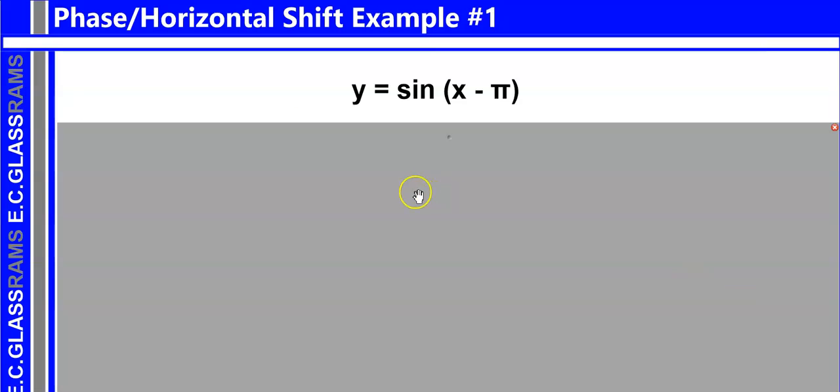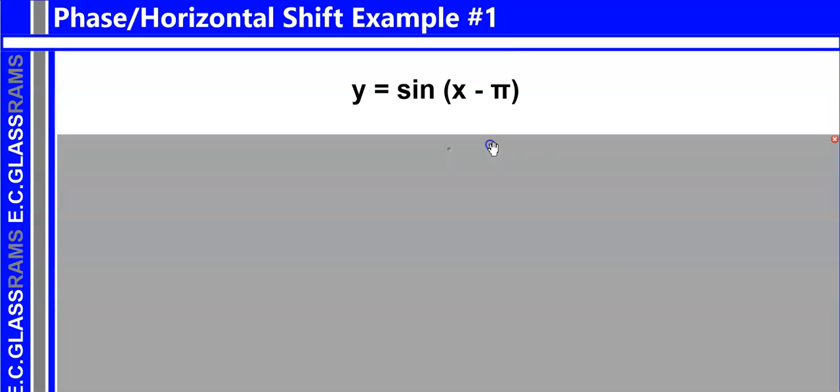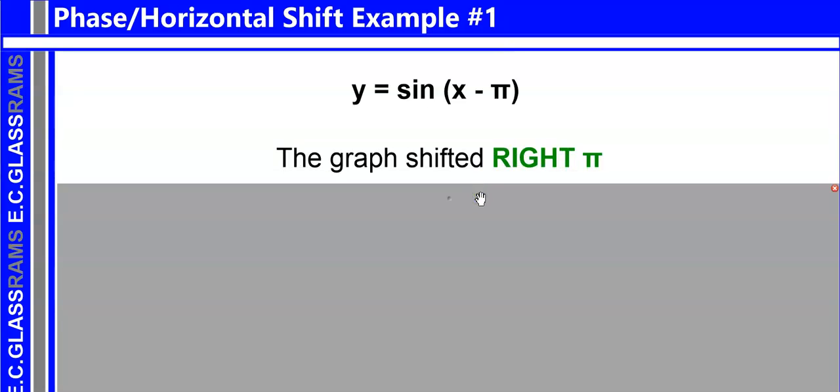So here's our first example, where we have y equals sine of the group x minus pi. That just means that by looking at it, I already know that this is going to go to the right, and it's going to go to the right pi. So how does it work? How does it visually make sense?